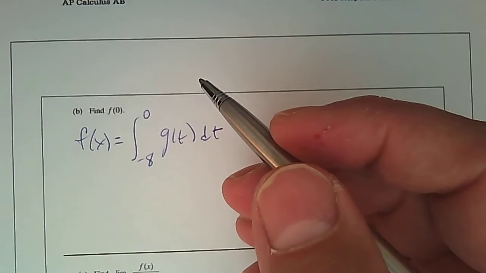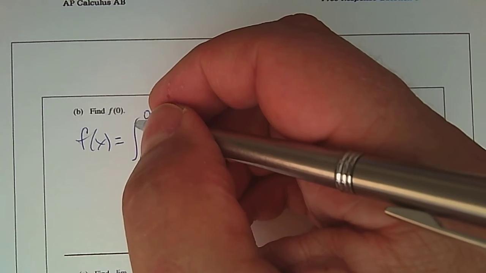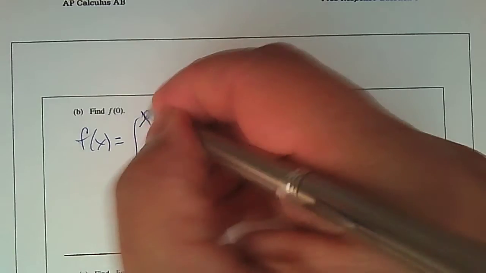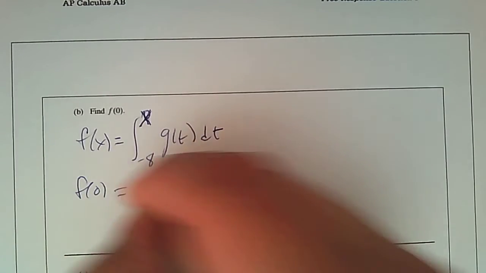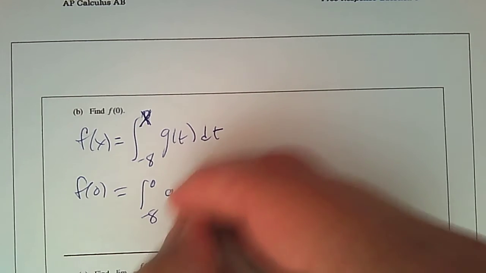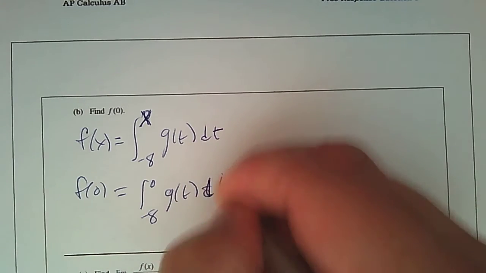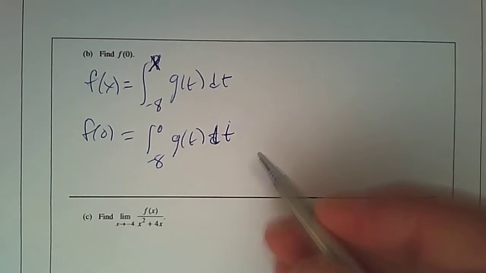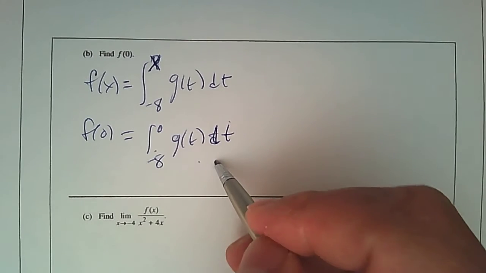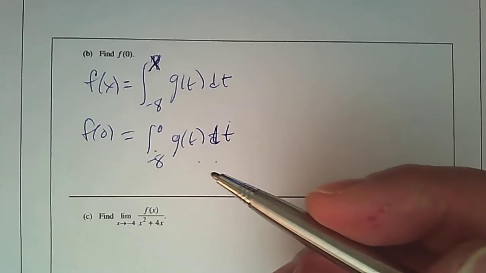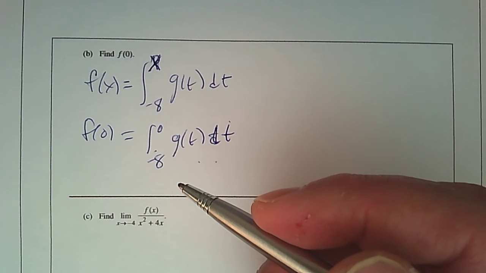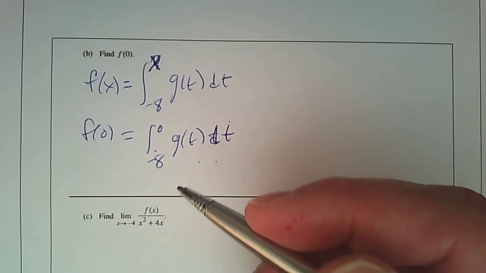So if I want to find the integral from negative 8 to x, then I'm going to write down f at 0. So wherever there's an x, put in 0. And that's what I'm looking for off the graph. So if I'm looking off a graph, how do I integrate off a graph? I find the area underneath. So from negative 8 to 0, can you find its area?